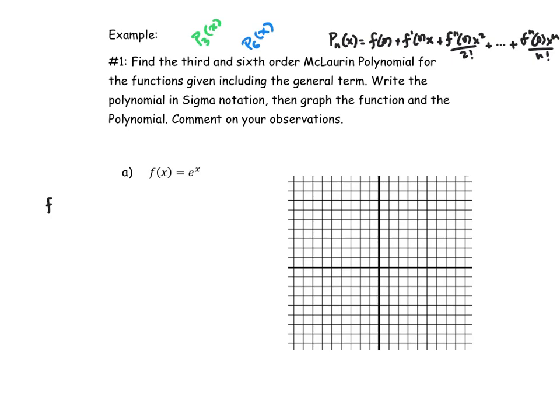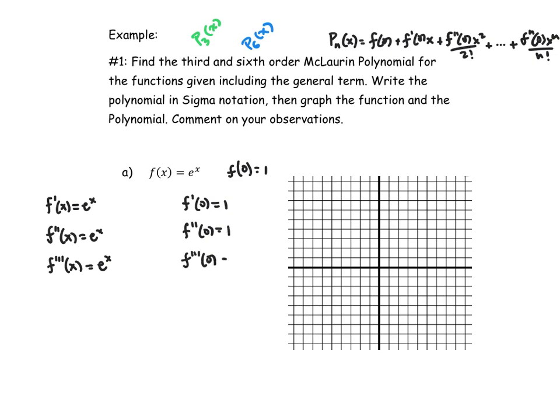So f prime, why I love e to the x? Well, we all know why we love e to the x. Everybody knows that. Very easy to use in a calculus sense. Okay, so I went out to the third derivative. Now I got to find f of 0, f prime at 0. Well, f of 0 is 1. f prime at 0, oh, 1. f double prime at 0, hey, 1. f triple prime at 0, hey, 1.